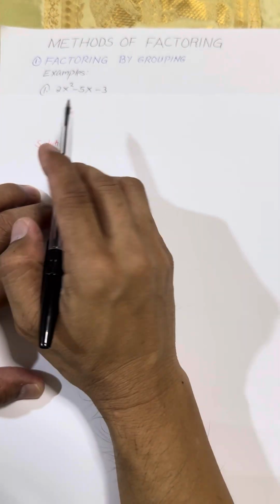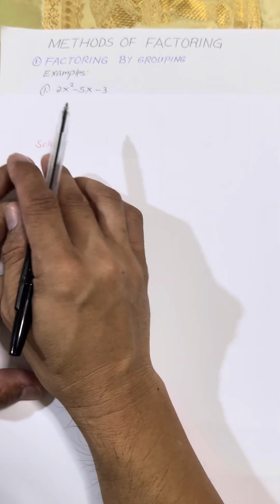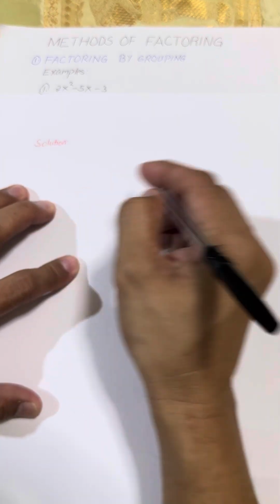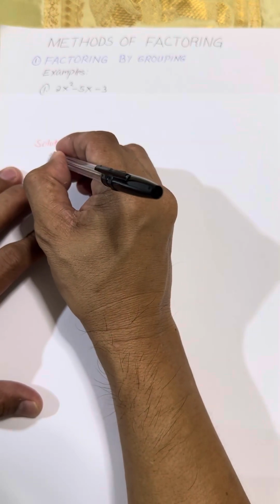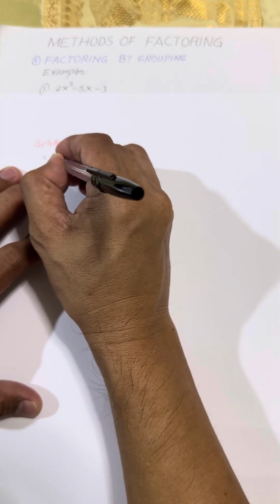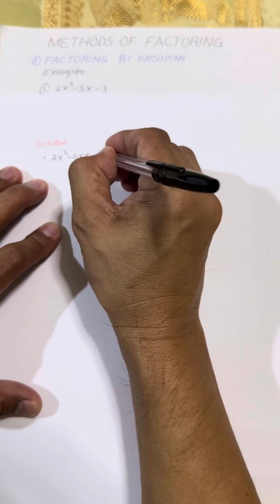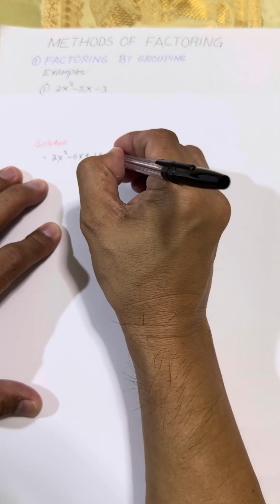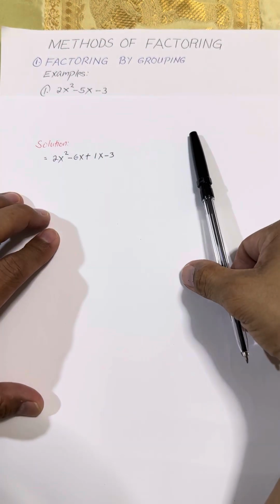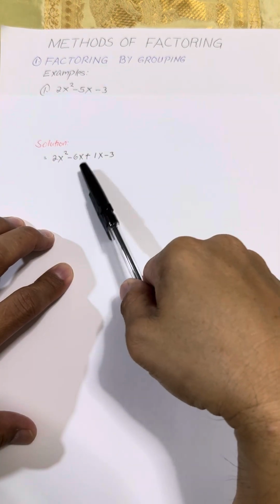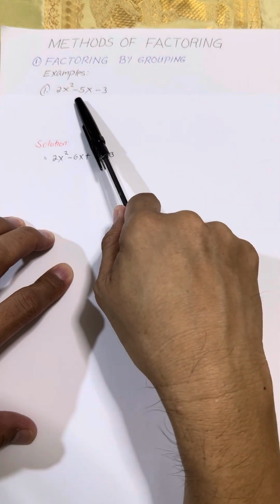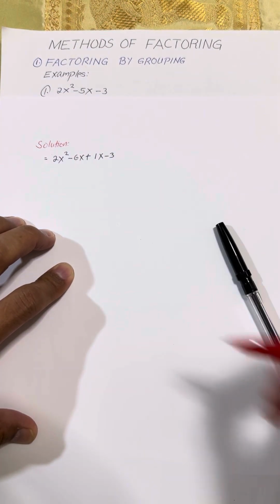For example, if we're given 2x squared minus 5x minus 3. If you group this expression as it is, it's not easy to group. So there are times that we need to manipulate the given expression. The given one can be written as 2x squared minus 6x plus 1x minus 3. Right? Because minus 6x plus 1x is just equal to minus 5x. And then we can group.